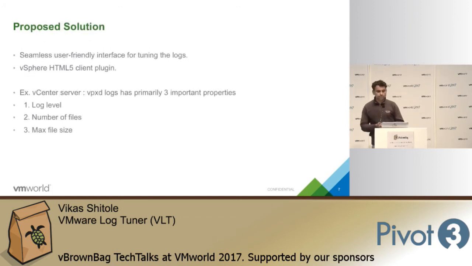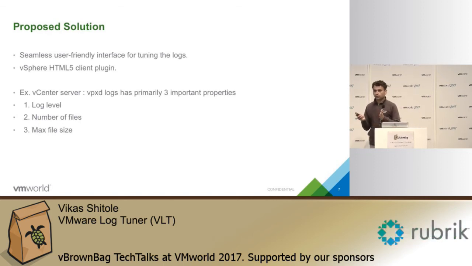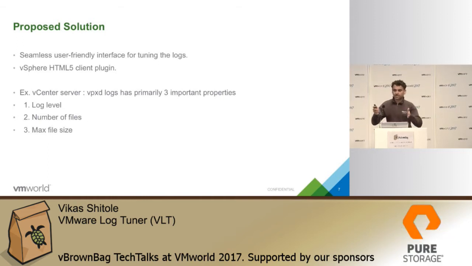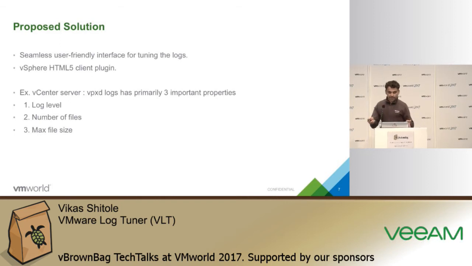We propose a solution: how good would it be if there were a seamless, user-friendly interface for tuning the logs for all the VMware products, and it would be really great if that tool got integrated as a plugin with the HTML5 client. Imagine there is a drop-down for the products that VMware has. There could be vCenter, then vSAN and NSX. Let's say the user selects vCenter, then we get another drop-down which lists all the services that vCenter has. Then let's say the user has selected VPXD.